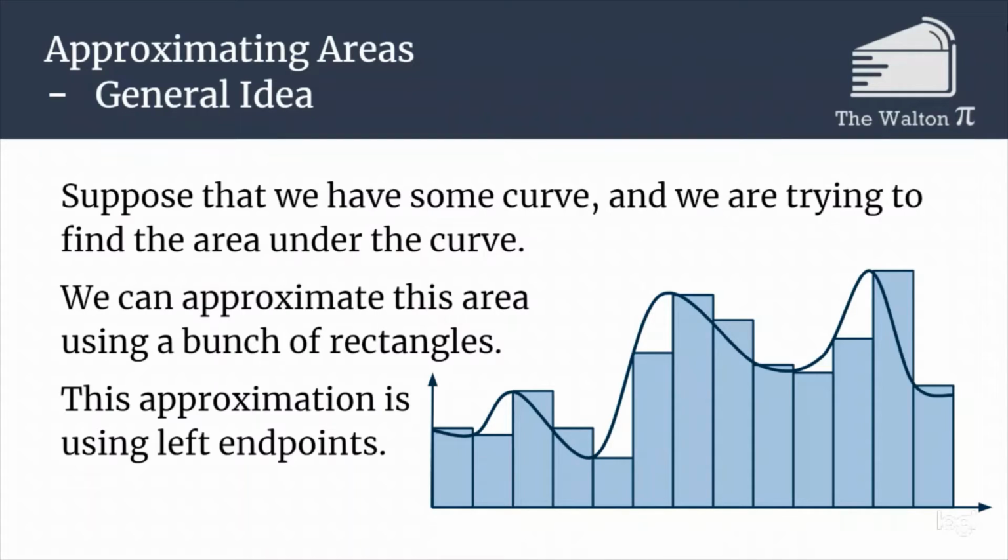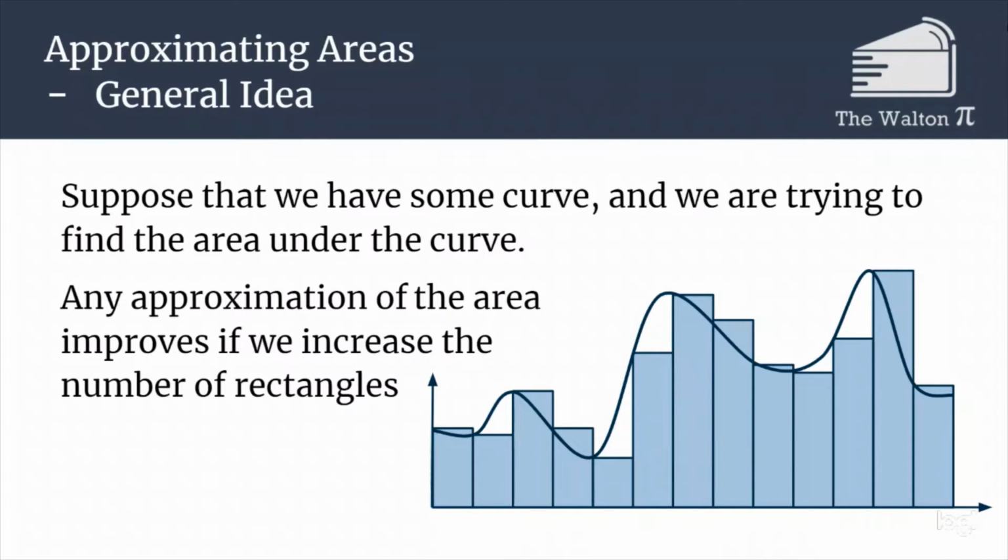So if you're ever asked to approximate the area using n intervals, that means take your domain and cut it up into n segments, and then for each segment find a rectangle, or in some cases a trapezoid, to approximate the area under that curve.